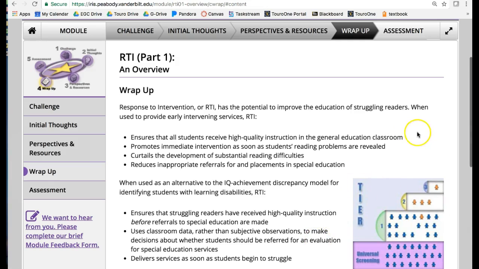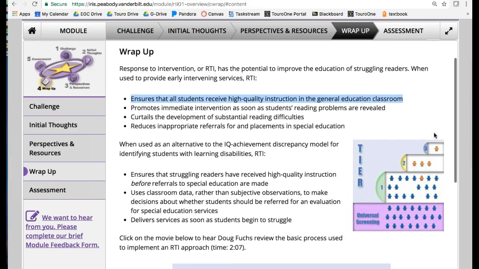And just as a wrap up, please remember that response to intervention is a multi-tiered approach to education. And it does take more work for the teacher who needs to keep the data, make sure that they are implementing the curriculum and instruction with fidelity, and are providing high quality instruction to all of their students.